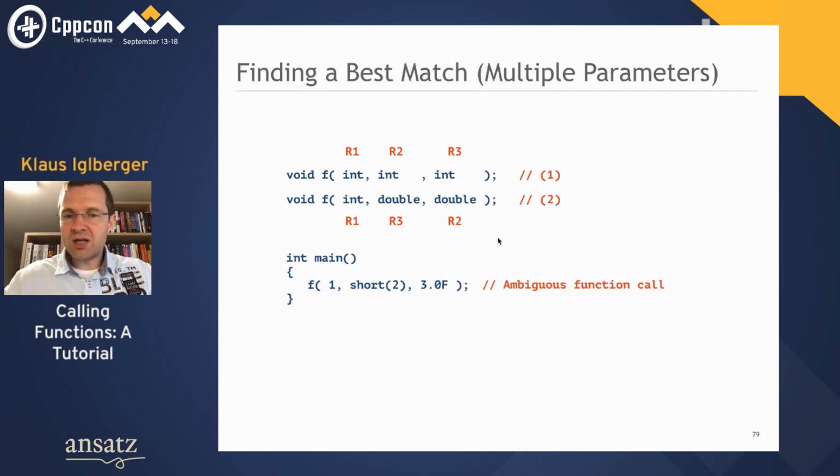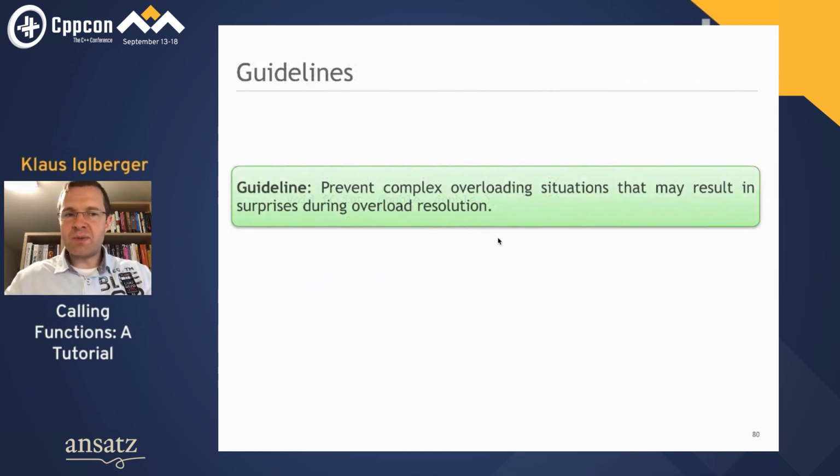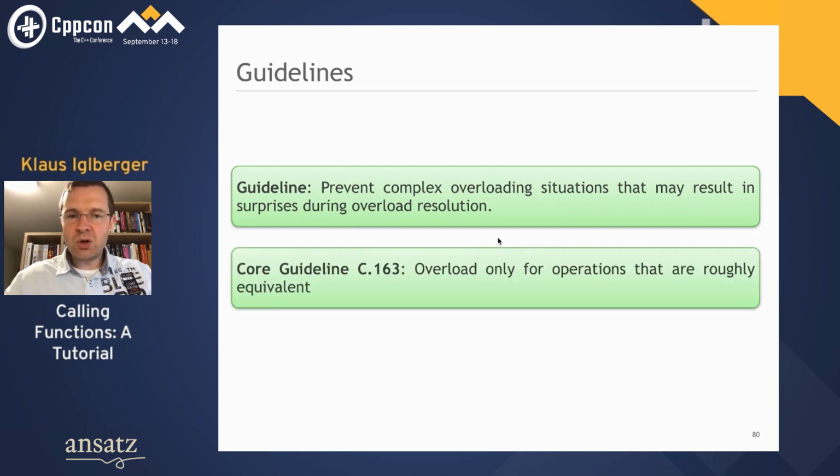So the compiler does not make a decision here. You have to disambiguate by cleaning up the arguments. Which, however, shows that complex situations should be avoided. So one of my guidelines for you would be to prevent complex overloading situations that may result in surprises during overload resolution. And also consider core guideline C.163, overload only for operations that are roughly equivalent. So it really pays off to only overload if things are really doing similar things. So the overload situation should be easier to resolve, should be more natural.